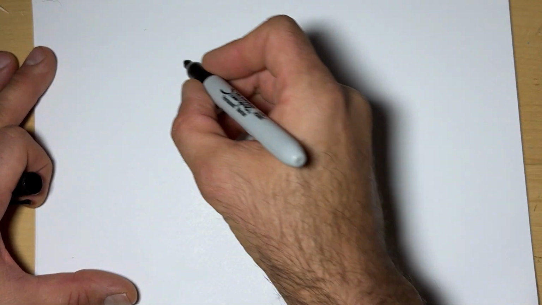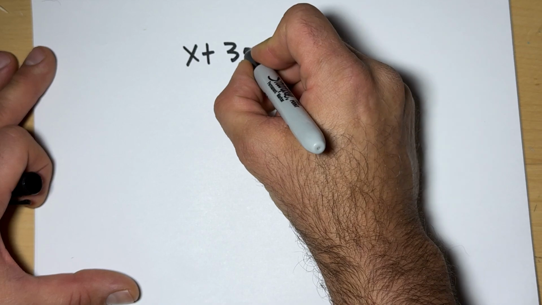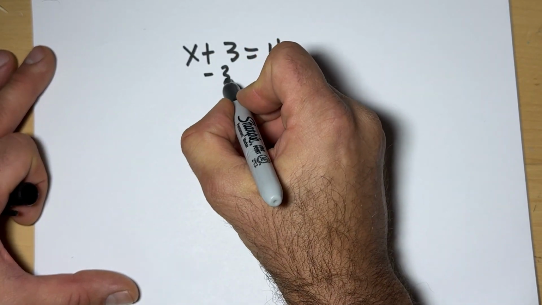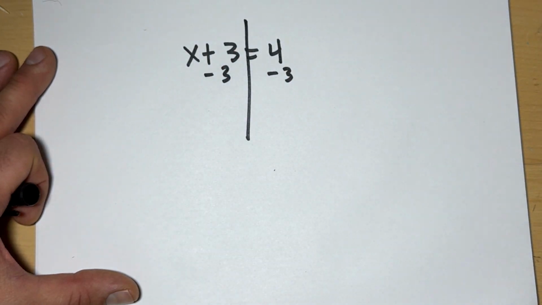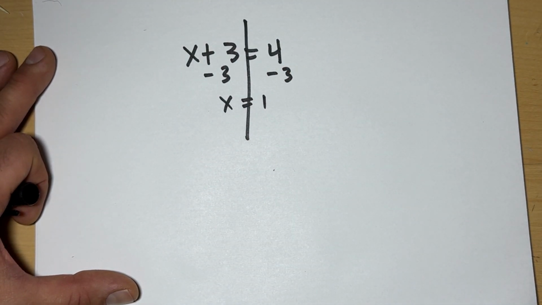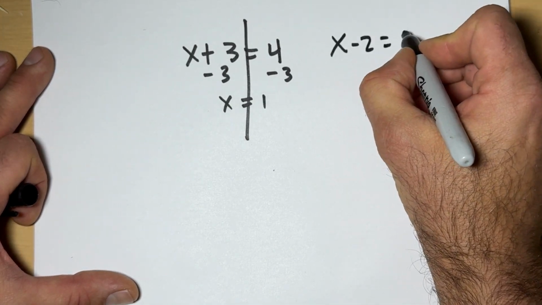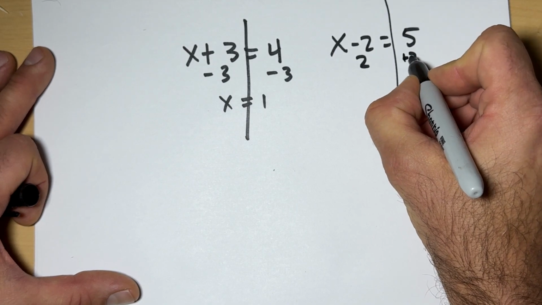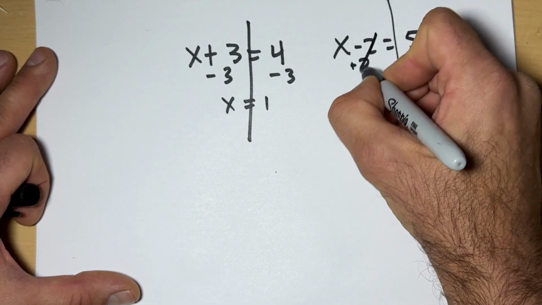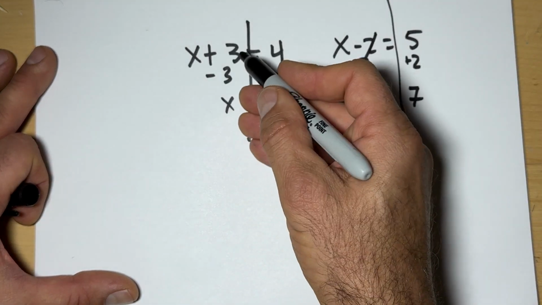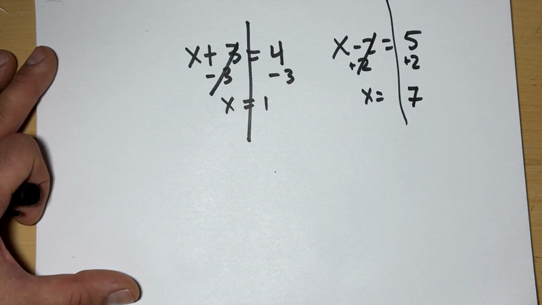So when we're solving in algebra, we have a one-step equation, and we always do opposites. So the opposite of plus 3 is minus 3, and we have to do it to both sides of the equal sign. So x equals 1. If it was x minus 2, we need to do the opposite of minus 2, or plus 2 to both sides. x equals 5 plus 2 is 7. So the reason we add the opposite is because 3 minus 3 cancels.